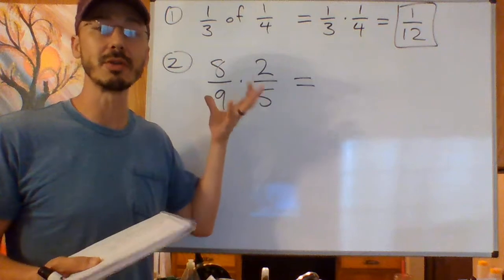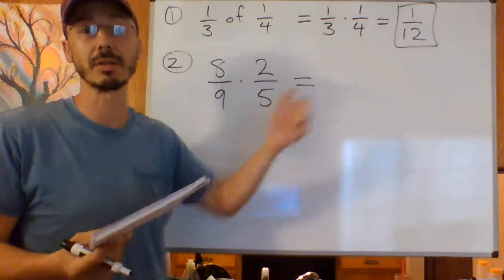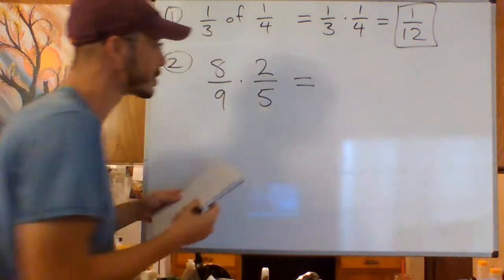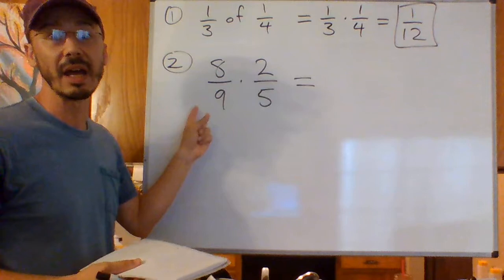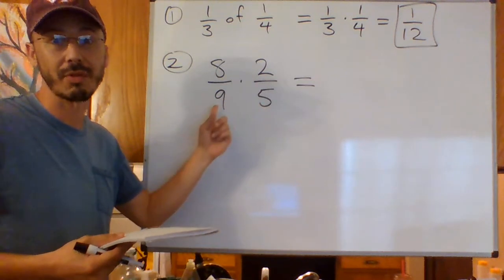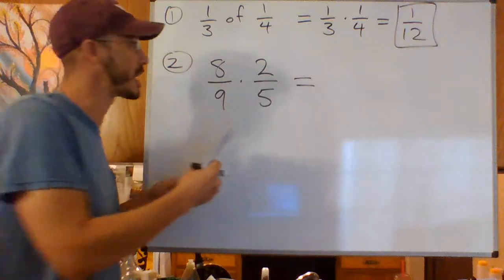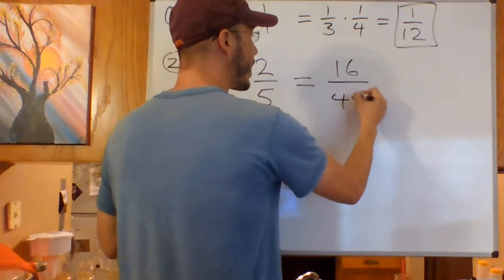A lot of times a problem that you would need a calculator for, well, if you reduce first, you don't need a calculator. In this case, there's nothing to reduce. 8 and 2 are only divisible by 2, and 5 and 9 are only divisible by 5 and 3. So there are no common factors, so this is just 16/45.